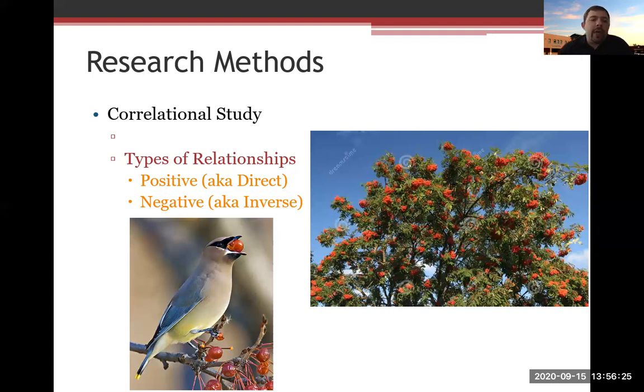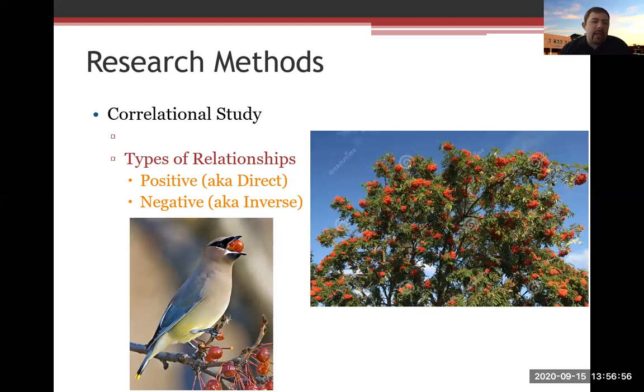We can have two different types of correlations: a positive correlation or a negative correlation. We'll show you how these work as we proceed through this video. Basically, a positive correlation, also known as a direct correlation, has both variables moving together. As one's going up, the other's going up. As one's going down, the other variable's also going down. The negative correlation is sometimes easier to think of as the inverse correlation. One variable is going to go up while the other one goes down.